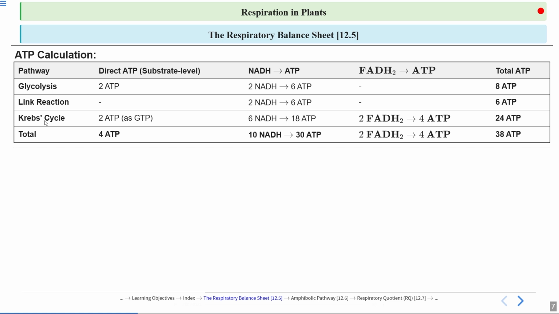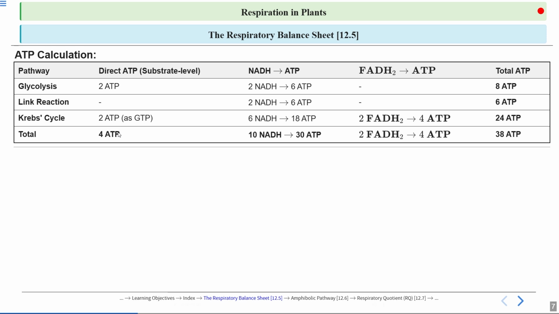Now if we look at the Krebs cycle. From the Krebs cycle, if you remember, we get 2 ATP as GTP. Contribution from NADH is, from 6 NADH, we get 18 ATP. And if we talk about the contribution of FADH2, from 2 FADH2, we get 4 ATP. So the total ATP production is 24 ATP.